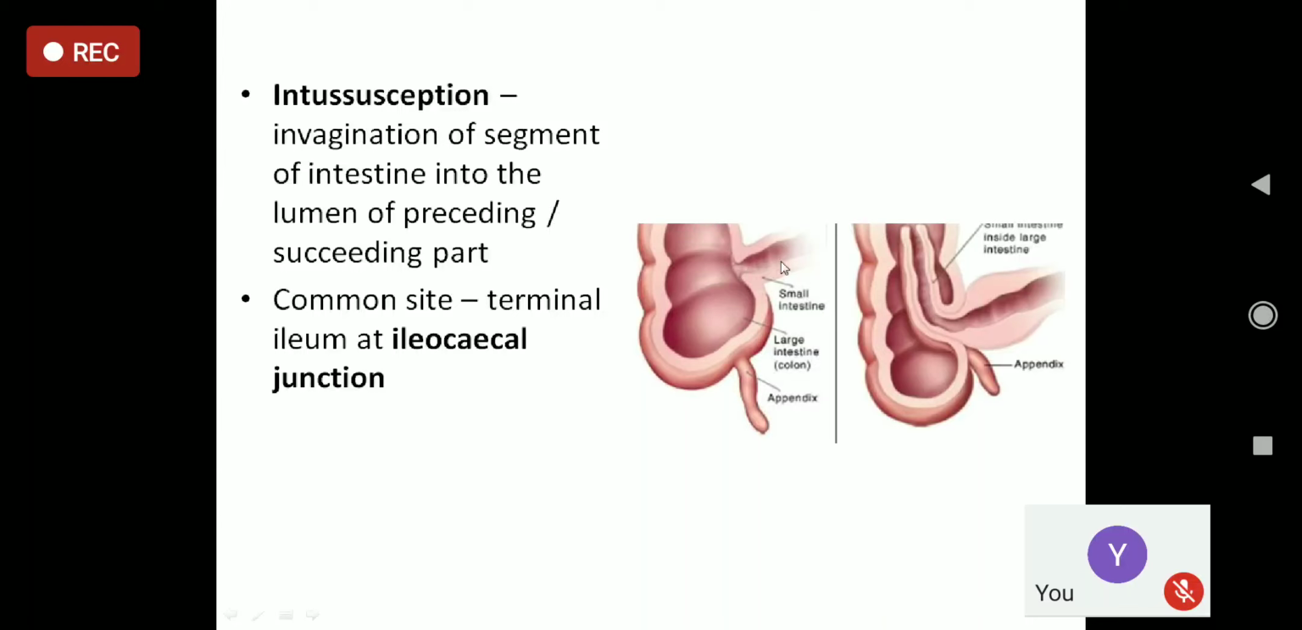So in intussusception, what happens? A segment of one part of the intestine invaginates into another part of the intestine through its lumen. One of the common sites, and why I'm showing this figure, is the terminal part of the ileum, or at the level of the ileocecal junction. There you can see the invagination of one segment of the intestine into the other part. This is known as intussusception. In this figure also you can see the ileum entering here into the colon. So this is intussusception.